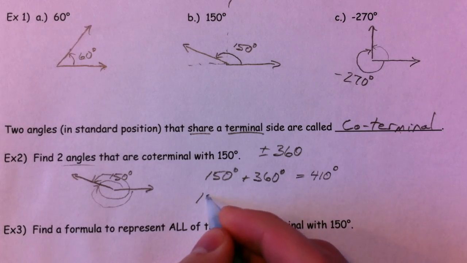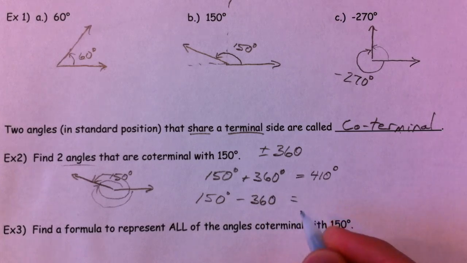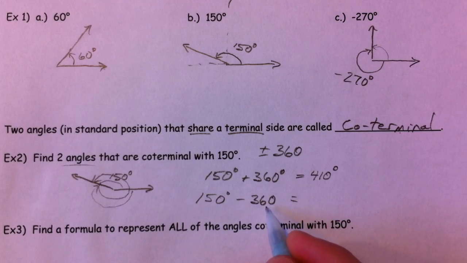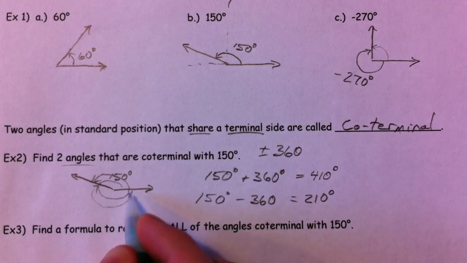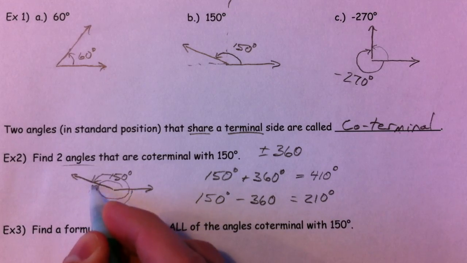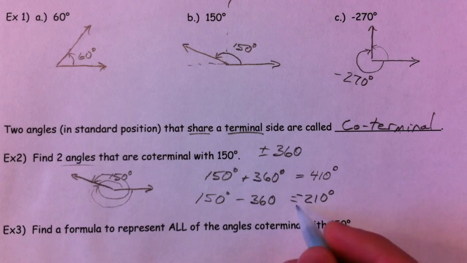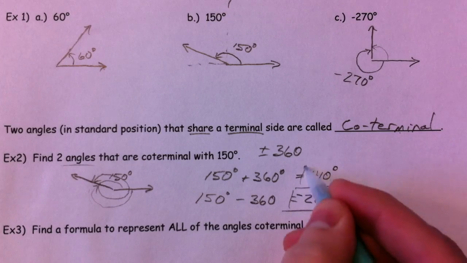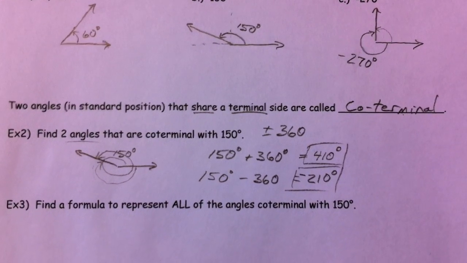Or you could go the other way and you could subtract 360. So 150 minus 360 would be negative 210. Because this time we're going around, and that's 30 degrees past, and so I should just keep that as a negative 210-degree angle. So those are two coterminal angles. So in order to find coterminal, just add some multiple of 360.